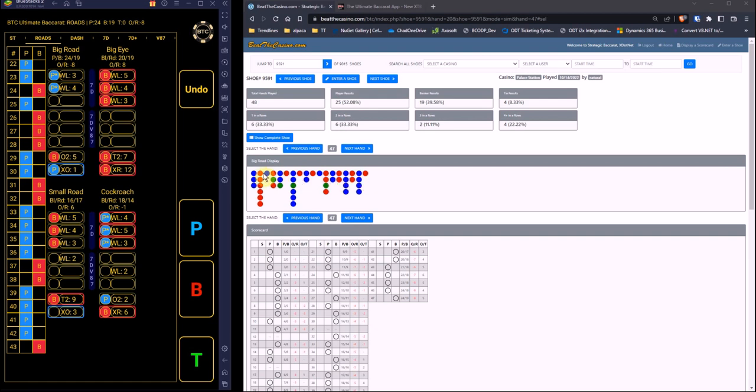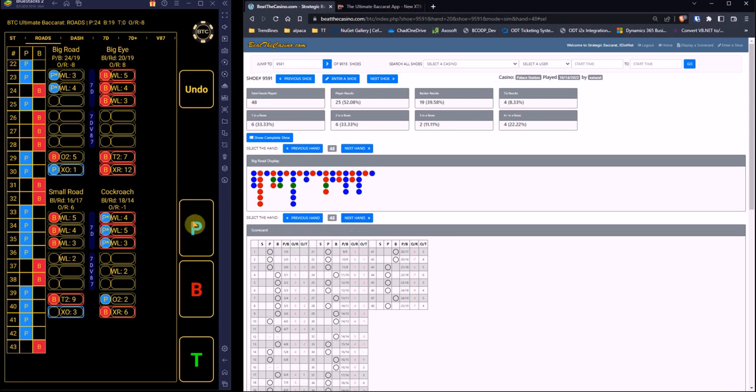XTB multiples are running. It did a hard switch because we were out of balance and now it's coming back into balance. So I am on the opposite side of what the counter shows. XTB opposite is cold. I've observed that the shoe has gone from XTB opposites to XTB repeats, so I'm going to play the opposite of the recommendation. So XTB opposite recommends player. I'm going to go with banker, and let's see what happens.